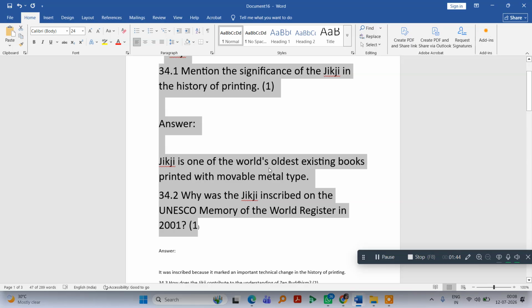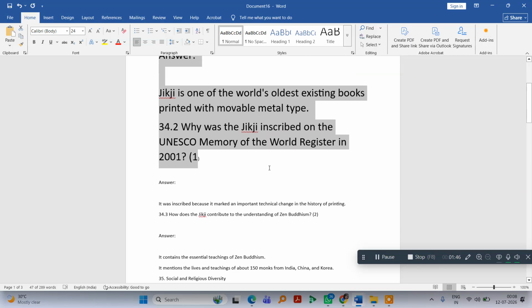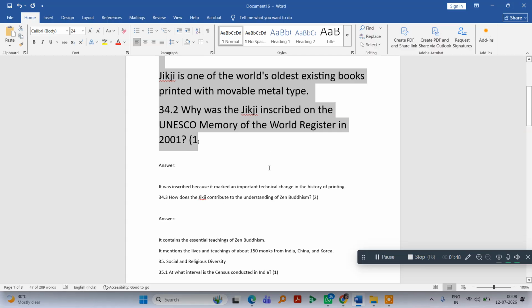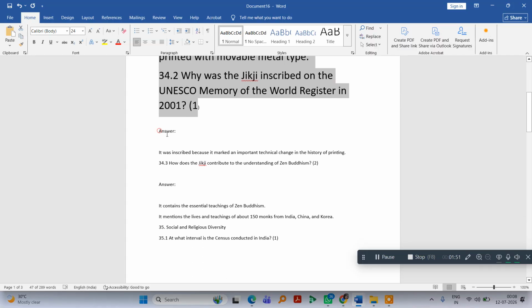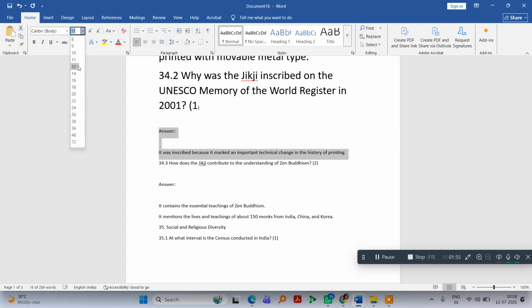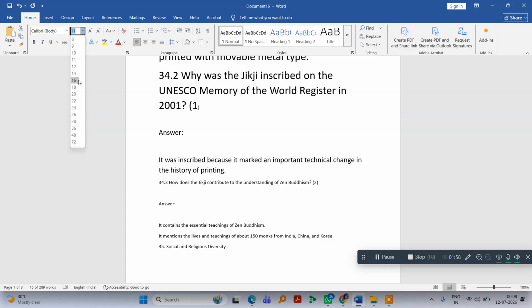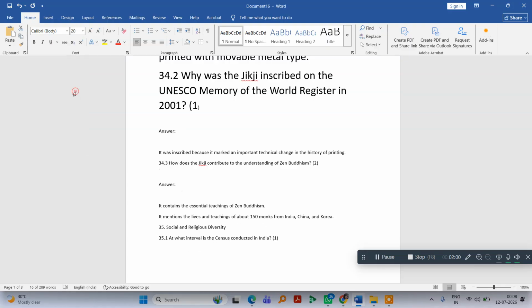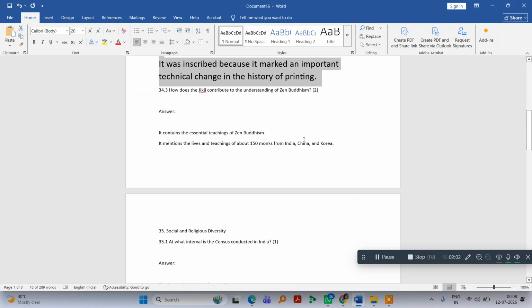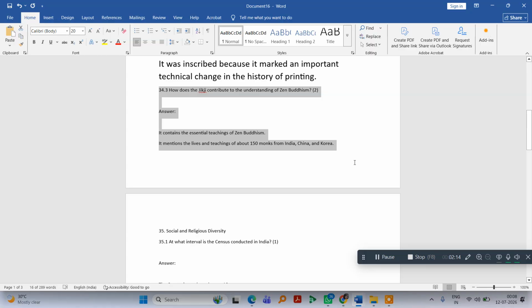Why was Jikji inscribed on the UNESCO Memory of the World Register in 2001? The correct answer is it was inscribed because it marked an important technical change in the history of printing. Next question. How does Jikji contribute to the understanding of Zen Buddhism? This is the answer. It contains essential teaching of Zen Buddhism. It mentions the lives and teaching of 150 monks from India, China, and Korea.